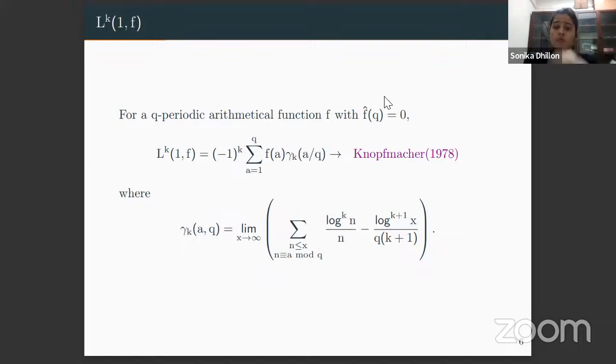Another important case is when s is equal to 1, then any higher derivative was studied by Hofmacher in 1978, and he proved that, likewise for the case when k is equal to 0, L(1, f) by Murty and Saradha, they proved that that can be written in terms of the digamma function. Here, L^(k), where k is the kth derivative, can be written in terms of the generalized Stieltjes constants, with this ψ_k(a/q). These are the generalized Stieltjes constants. And till now, I don't think even the irrationality question of these types of constants is known.